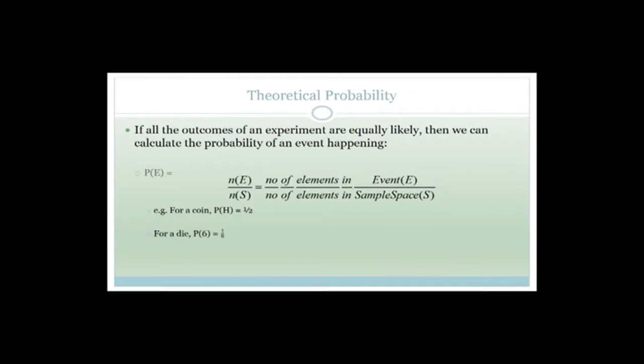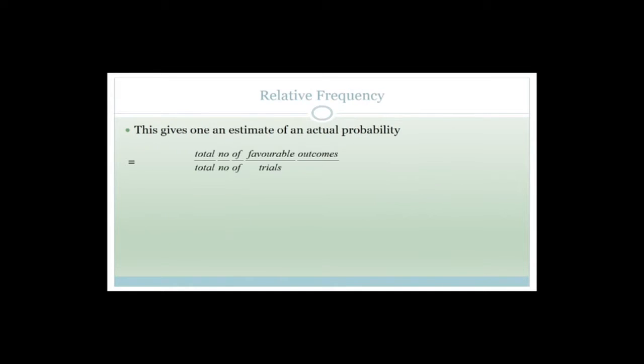Tails, we go out to watch a movie. You'd think, okay, I've got a 50% chance of getting this right, of going out to a movie, whatever. However, relative frequency is what actually happens. It's the actual happening. So that's the total number of favorable outcomes out of the total number of trials, okay?